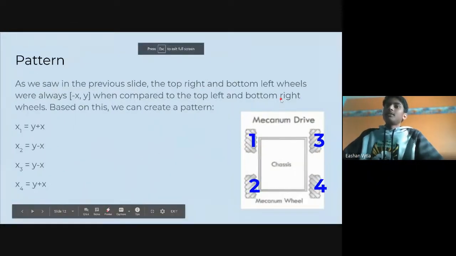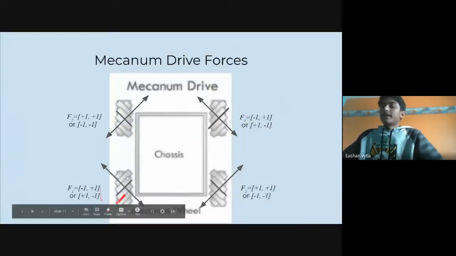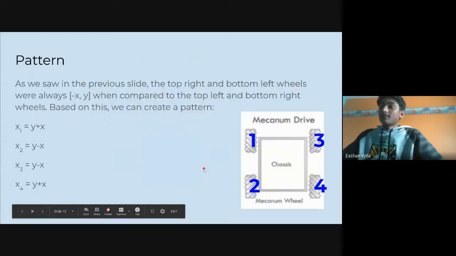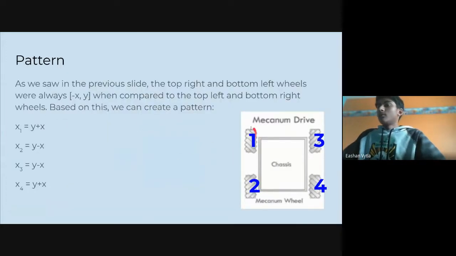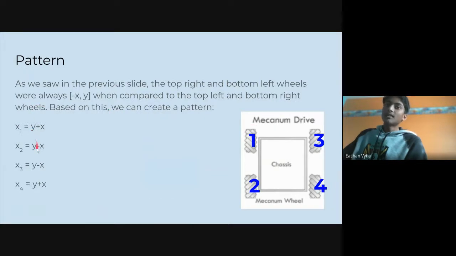Okay, let's move on then. So now that we got that pattern, these two wheels are negative x, positive y, but these two wheels are positive x, positive y. And now we can create the pattern, and let's look at the pattern now. So as I said, wheel 1 and 4 are going to be positive x and positive y, while wheel 2 and 3 are going to be negative x and positive y. So based on that, we can make all the y's positive to calculate each individual force.